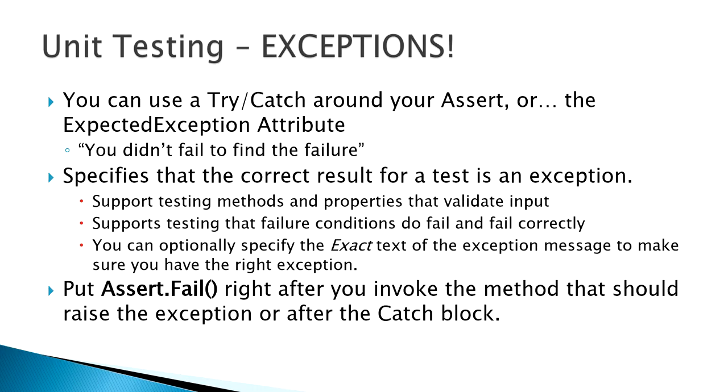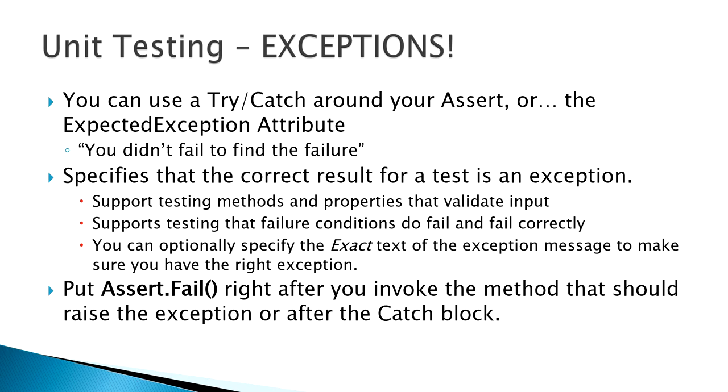Okay, first of all, exceptions. There are two main approaches. We can use a try-catch around the assert, or we can use a special attribute. We can decorate the test with an expected exception attribute where we specify the type of exception we expect. Basically, it's kind of like this tongue twister: you didn't fail to find the failure. We got the expected exception.